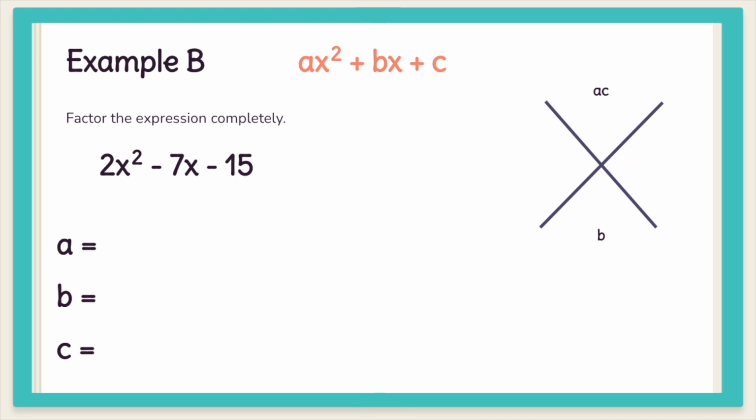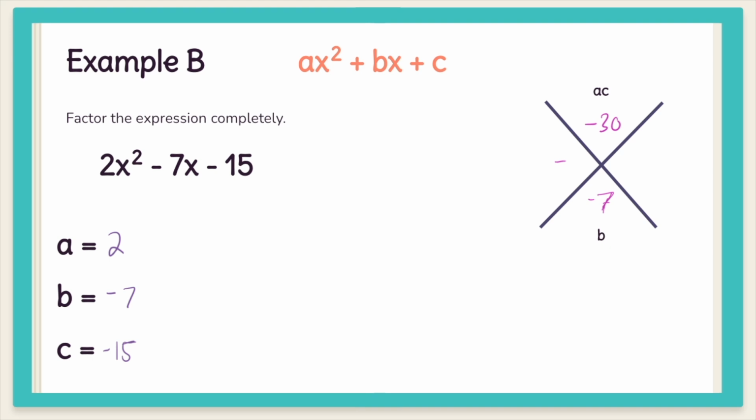Right here in example B, same strategy. We've got a is going to be 2, our b is going to be -7, our c is going to be -15. All right, so we're going to multiply a times c, so 2 times -15 is going to give us -30. That's going to be our AC here, and we're going to be adding to -7. Again, we've got a negative product here, so we know that one of our terms is going to be negative, the other one will be positive.